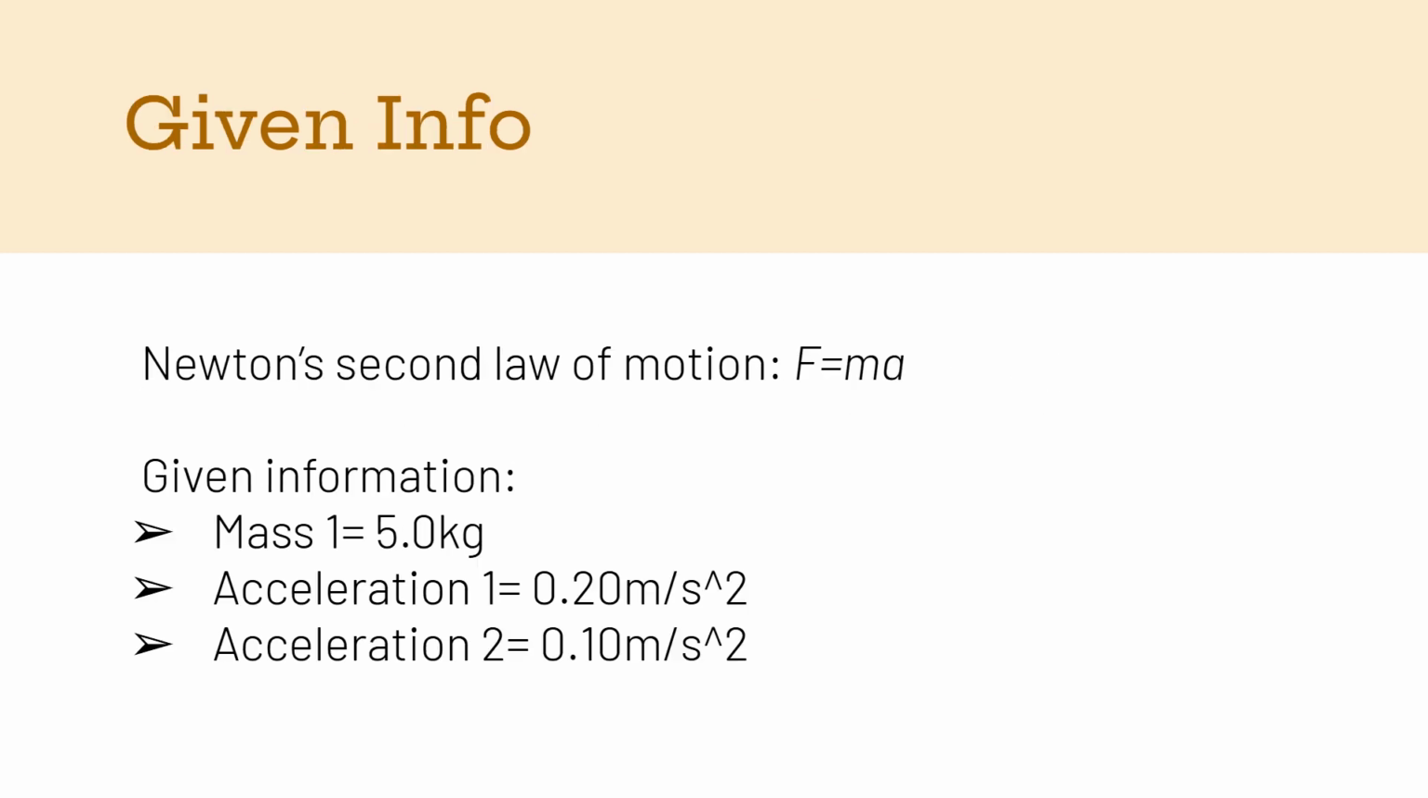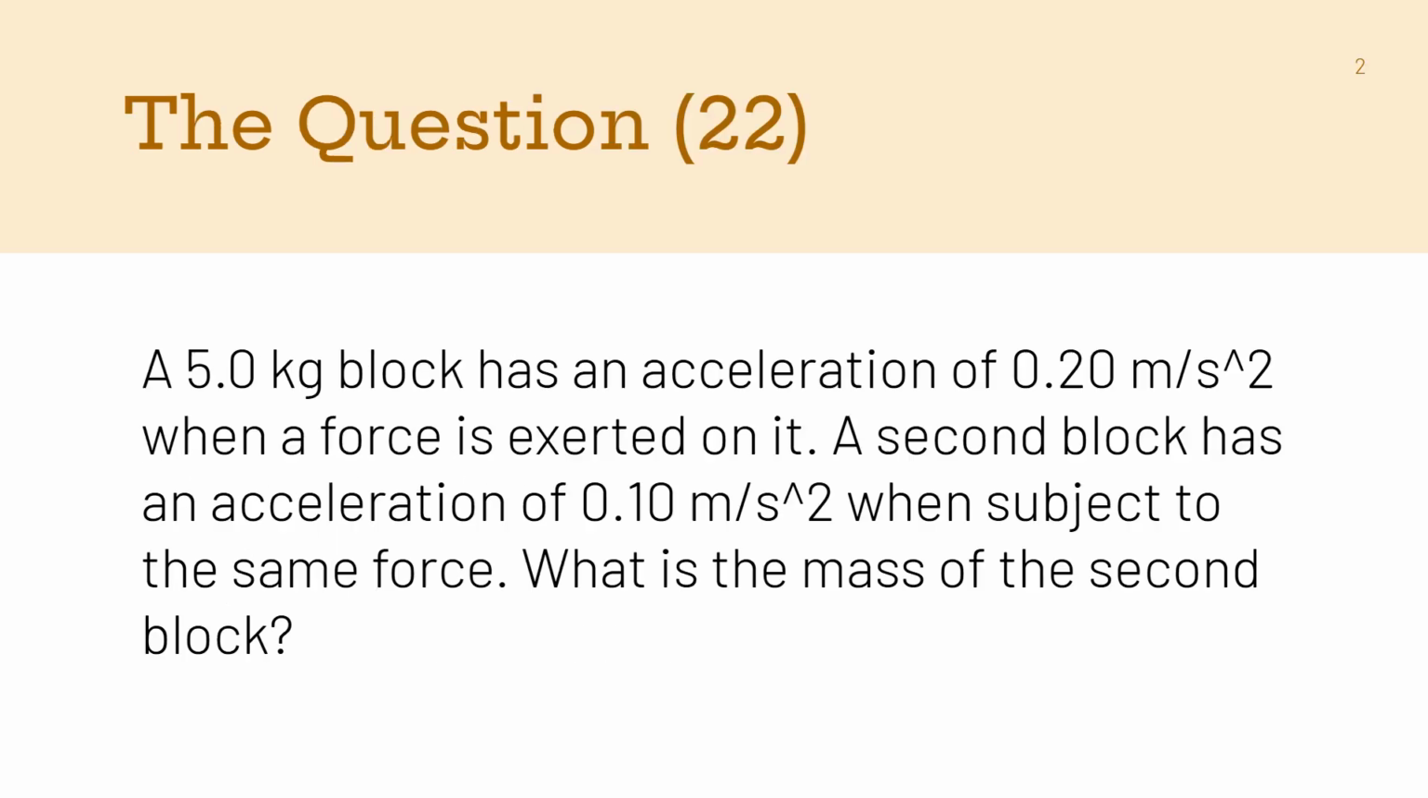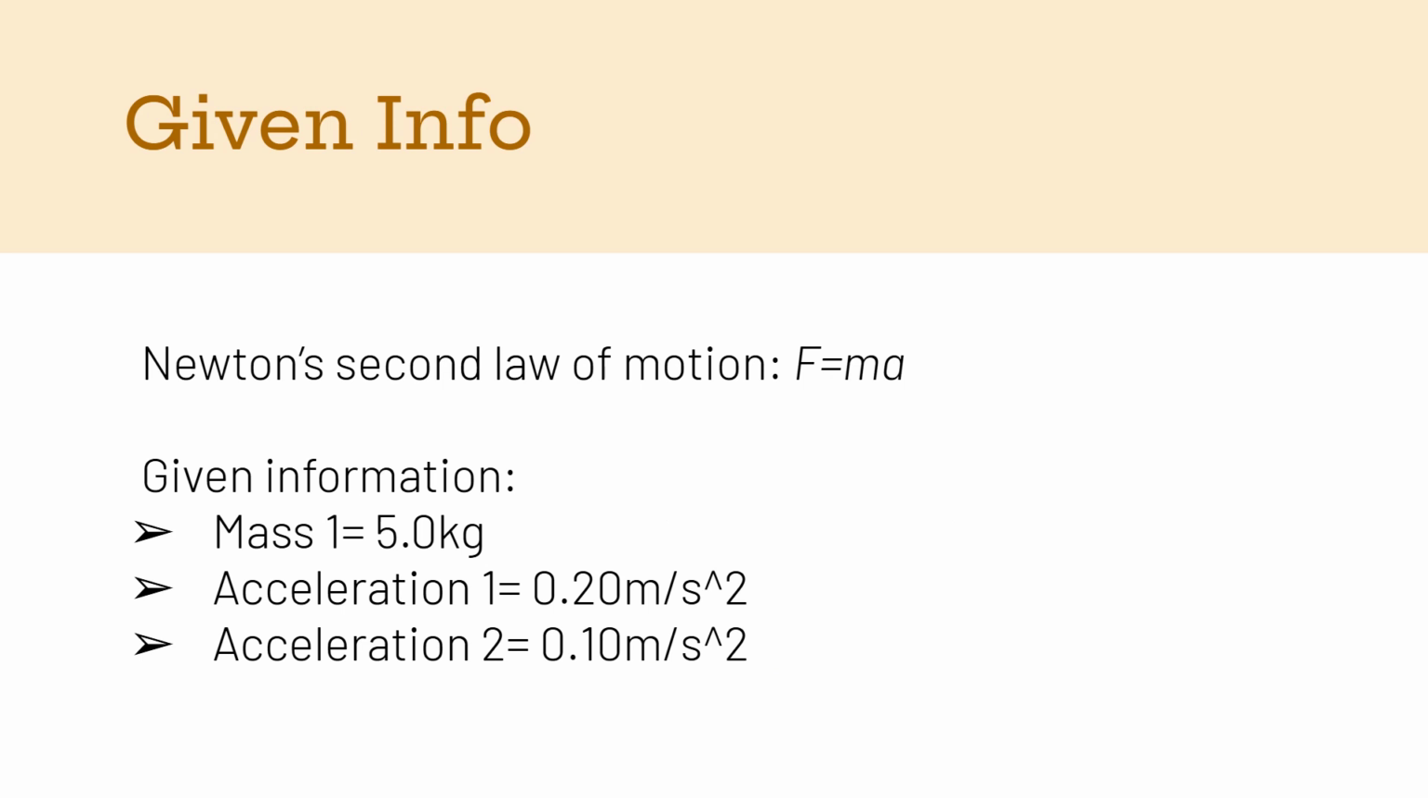So to start, I like to just draw out all of the information that I already know. We know Newton's second law of motion is force equals mass times acceleration. Our mass is 5 kilograms, the accelerations are 0.20 and 0.10, and we know that the force is the same. So all of that information is likely that we're going to use F equals ma, and that's our best equation.